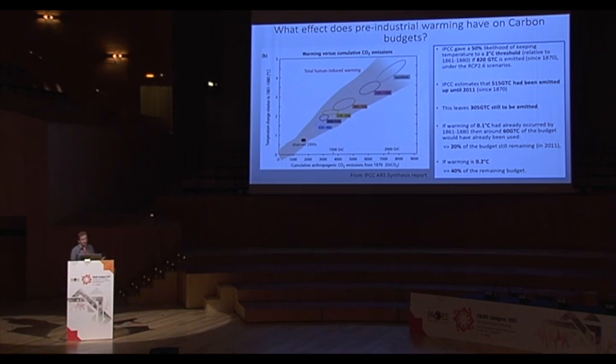But if we suddenly want to work out how much carbon we can burn to keep temperatures below a threshold relative to true pre-industrial, this axis has to change. I'm not sure I've got time to go through all this, but the effect is, if we have a warming of 0.1 degrees up until before this period of time, this accounts for 20% of the budget still remaining in 2011. So we're talking about quite a sizable amount. And if the warming is 0.2 degrees, it means we have 40% less of our remaining budget left. So clearly we're talking about something very important here.